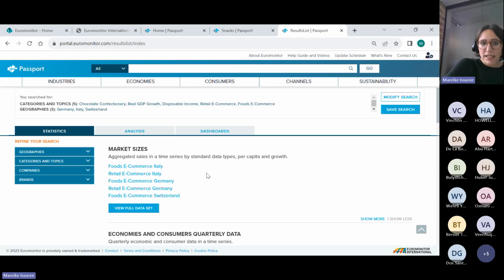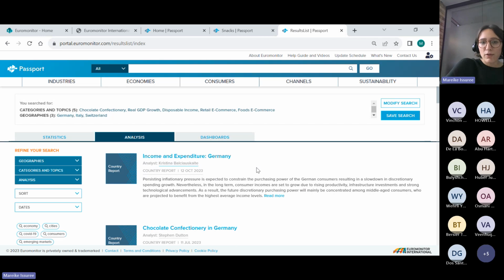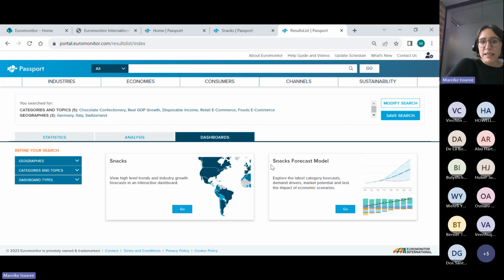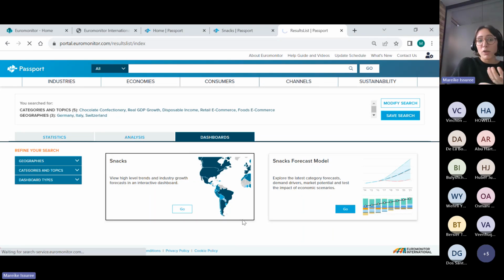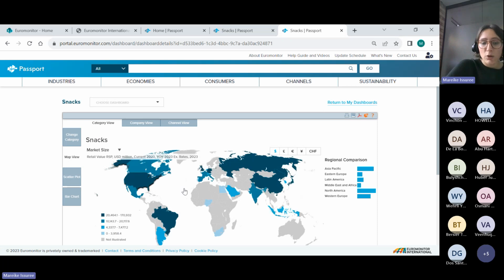So we've looked at the statistics, we've looked at some analysis that you can retrieve. But besides that, we also have dashboards. Now these dashboards, they take all of our data and make it more easily comprehensible in a visual way for you. For each of the industries that we have in Passport, you can dive into such a dashboard. But also for macroeconomy, you could look at, for example, the global macro environment and the developments.